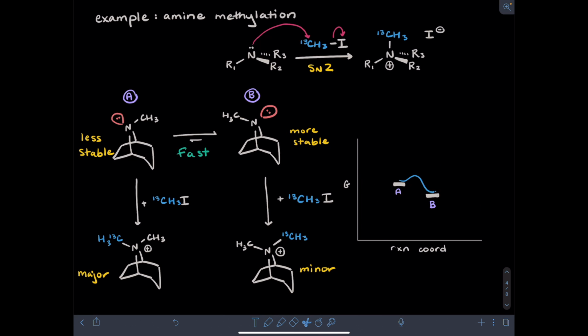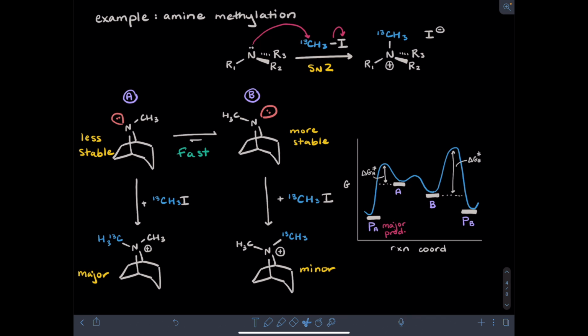In this scenario, A is less stable than B, and there's a low barrier going between the two. Because the product arising from A is the major product, that means there's a relatively low barrier between A and product A. And because the product arising from compound B is the minor product, that means, by the Curtin-Hammett principle, that the transition state between B and product B needs to be higher in energy than the barrier for A to product A.